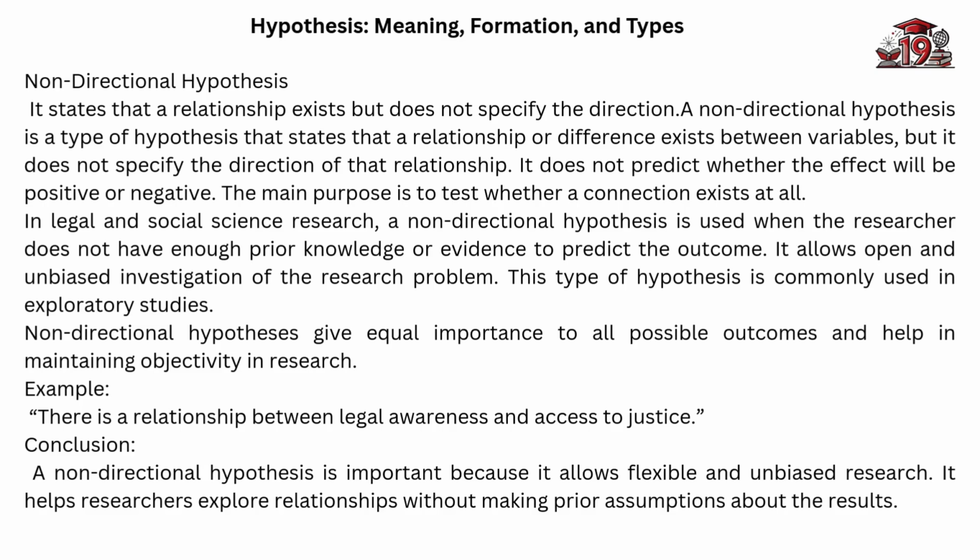It allows open and unbiased investigation of the research problem. This type of hypothesis is commonly used in exploratory studies. Non-directional hypotheses give equal importance to all possible outcomes and help in maintaining objectivity in research. Example: there is a relationship between legal awareness and access to justice. Conclusion: a non-directional hypothesis is important because it allows flexible and unbiased research. It helps researchers explore relationships without making prior assumptions about the results.